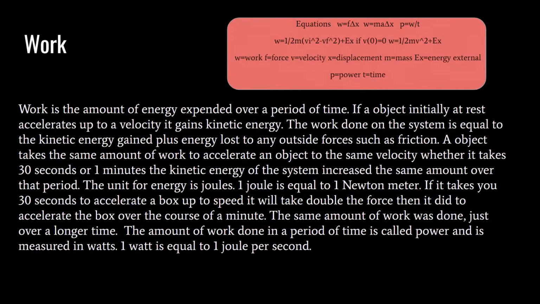If it takes you 30 seconds to accelerate a box up to speed, it will take double the force than it did to accelerate the box over the course of a minute. The same amount of work was done, just over a longer period of time. The amount of work done in a period of time is called power. It is measured in watts, and 1 watt is equal to 1 joule per second. That being said, there is a typo, and I'm not going to redo it. So it's actually the power that is different when accelerating an object up to a velocity, not the work.